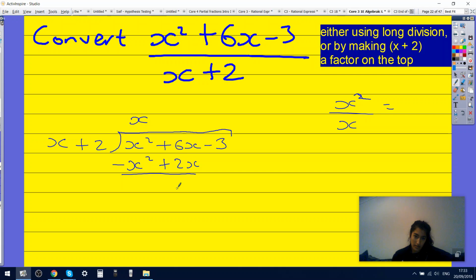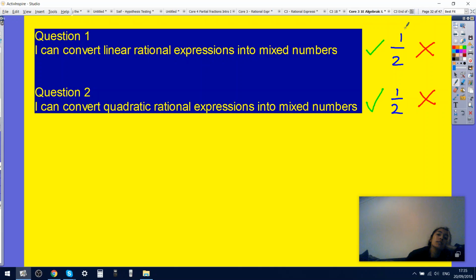Let's see. This one, I believe you'll be fine. Is it any more difficult? I don't think it is. I can convert linear rational expressions into mixed numbers: tick. And I can convert quadratic rational expressions into mixed numbers: tick. Okay, so that was the one just. Okay, here we have a cubic. Let's try cubic.